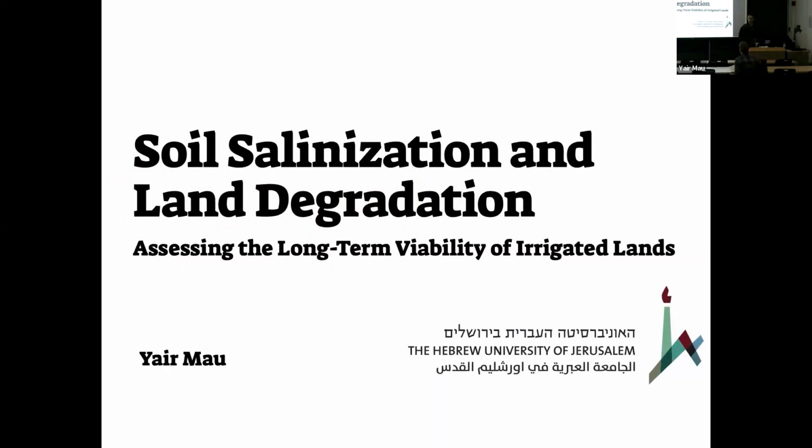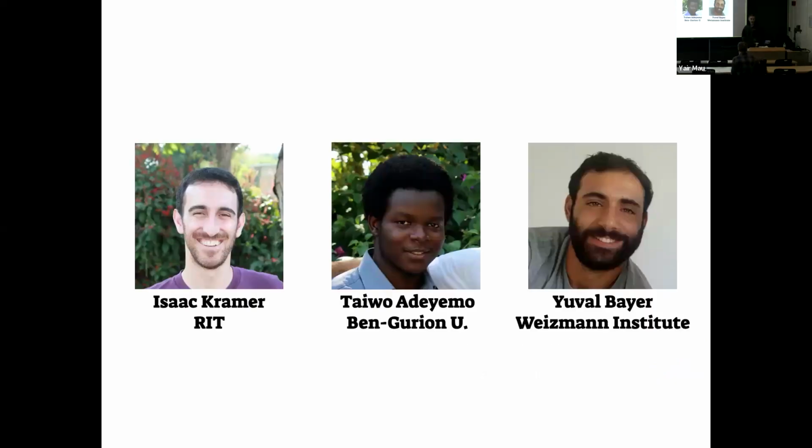So soil salinization and land degradation, testing the long-term viability of irrigated lands. Let me just start by acknowledging the hard work of my students. Isaac Kramer was a PhD student. Right now he teaches at Rochester Institute of Technology. Taiwo Adeyemo was a master's student, and now he's a PhD at Ben Gurion University in Israel. And Yuval Bayer was an undergrad, and right now he is a graduate student at the Weizmann Institute in Israel. So the hard work they did is what I'm going to talk about today.